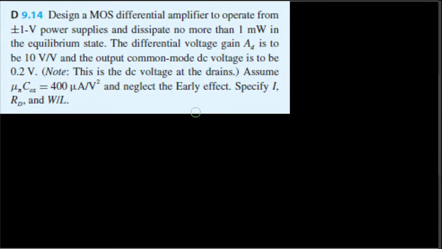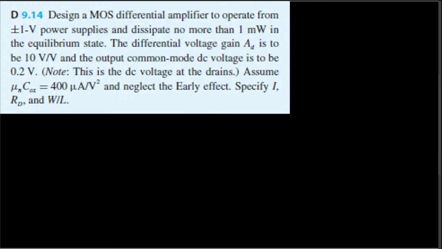A MOS differential amplifier is to operate from plus and minus 1 volt power supplies and dissipate no more than 1 milliwatt in the equilibrium state. The differential voltage gain AD is to be 10 volts per volt, and the output common mode DC voltage is to be 0.2 volts. This is the DC voltage at the drains. Assume μnCox is equal to 400 microamperes per volt squared and neglect the early effect. Specify I, RD, and W over L.